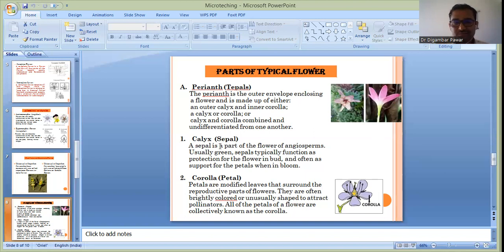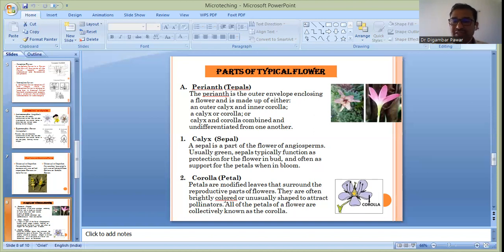So what is calyx? A single unit is called a sepal. A number of sepals come together to form the calyx. A sepal is a part of the flower of angiosperms, usually green in color. Sepals typically function as protection of the flower in bud and often as support for the petals when in bloom. Then the second part, the corolla, whose single unit is called a petal. Petals are modified leaves that surround the reproductive parts of flowers.